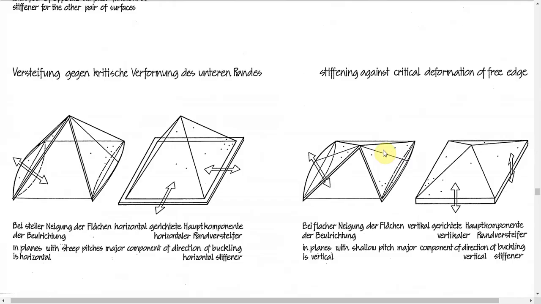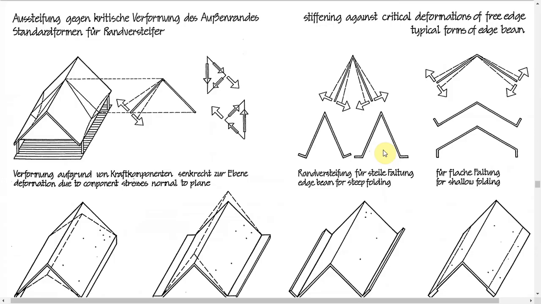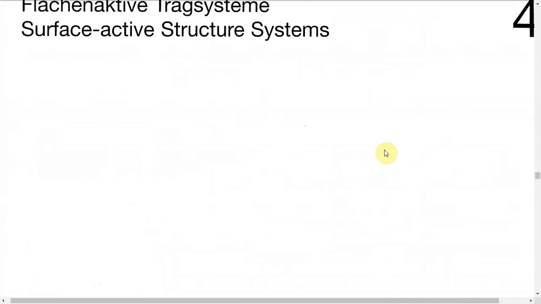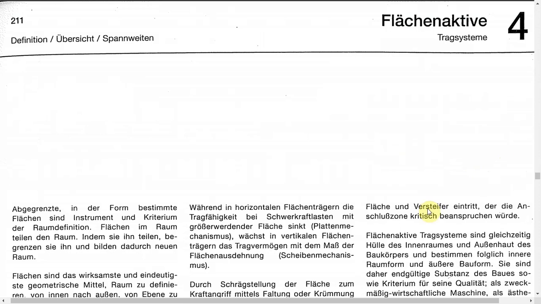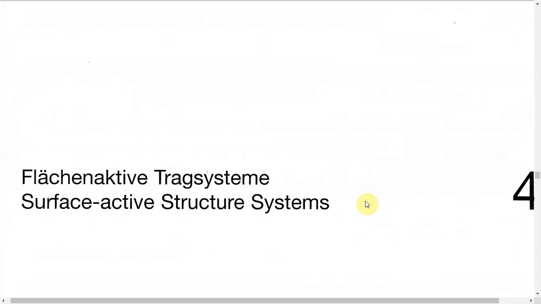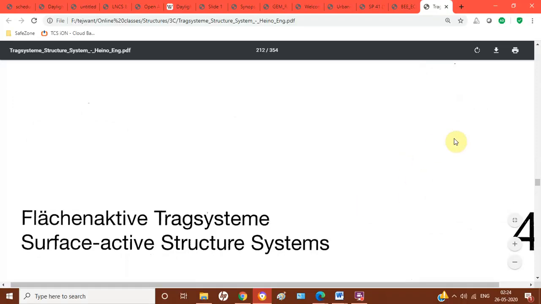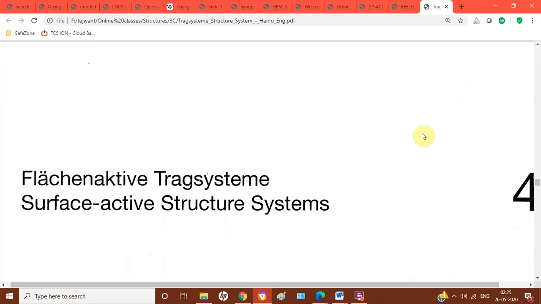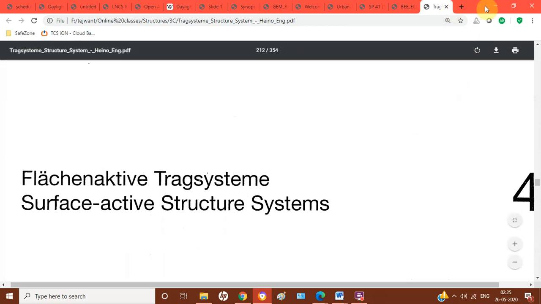Okay, so today's lecture is over now, so that's it. I'm going to end the recording here. So what was today's lecture about? It is about surface active structure systems, right? And the book which was followed was Structure Systems by Heino Engel, right?